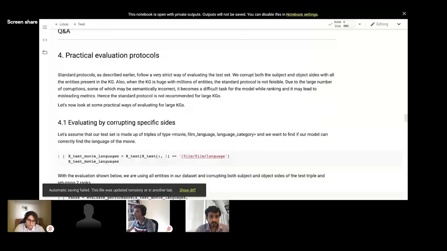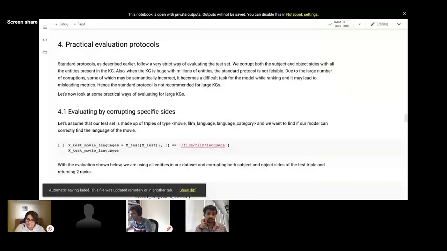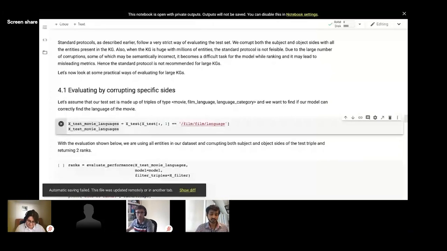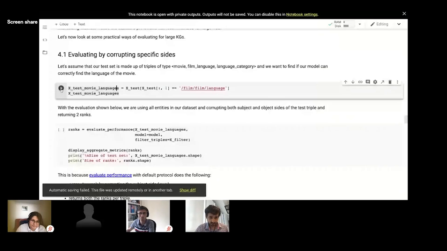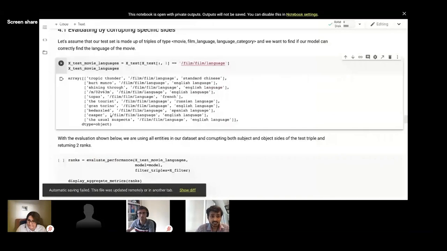So now coming back to the practical way of evaluating it. As I mentioned earlier, in the ranking protocol, usually what we do is we use all the entities that are there in our data set to generate the negatives during evaluation. So let's consider this test set now, and I'll tell you what I mean by it. Let's say I have a test set which has only these many triples. You have Tropic Thunder, the language of the film is Chinese, you have some other film whose language is English, and so on. What I want to do is I have selected a test set with only one particular relation, that's language.